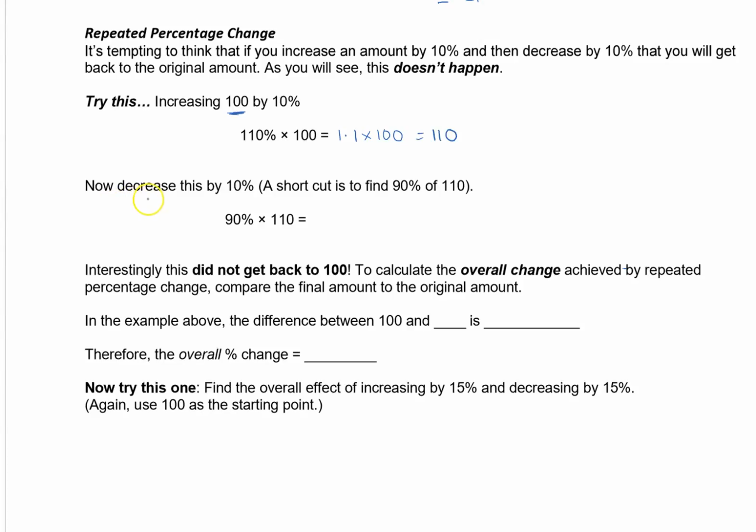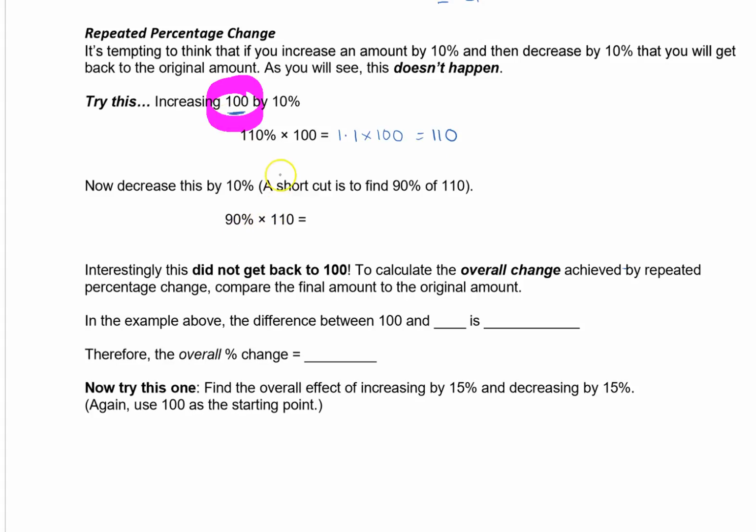Now, the instruction is to decrease this by 10%. If you're decreasing by 10%, the shortcut is do 100 take away 10, which is 90, and find 90%. So that will get me to my final result. So I've added on 10%. If I subtract 10%, which is to find 90%, will I get back to 100? Because that's where I started.